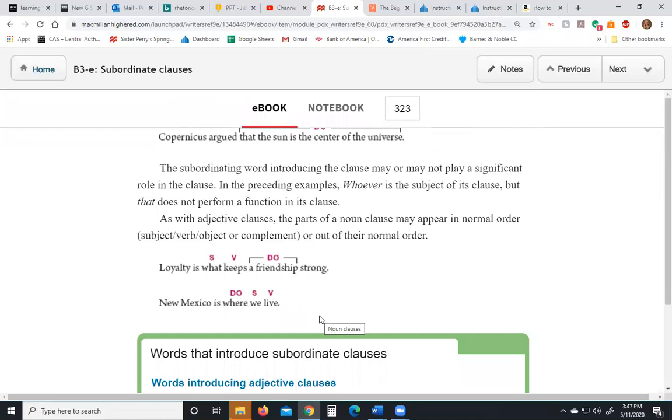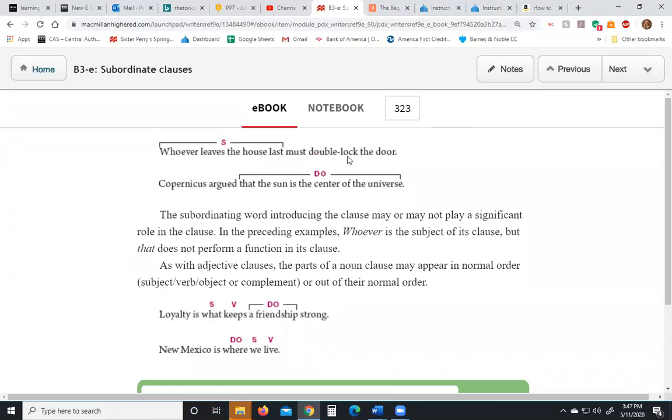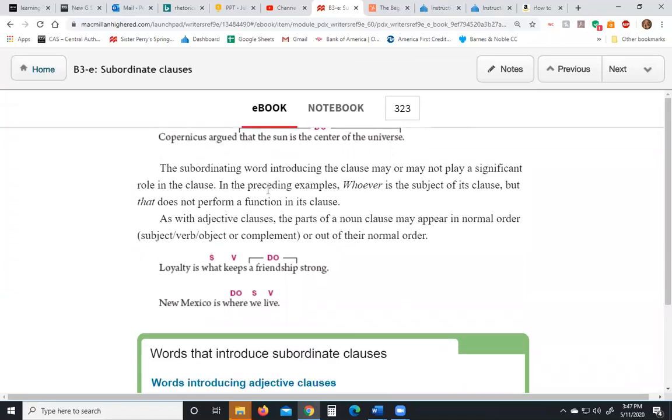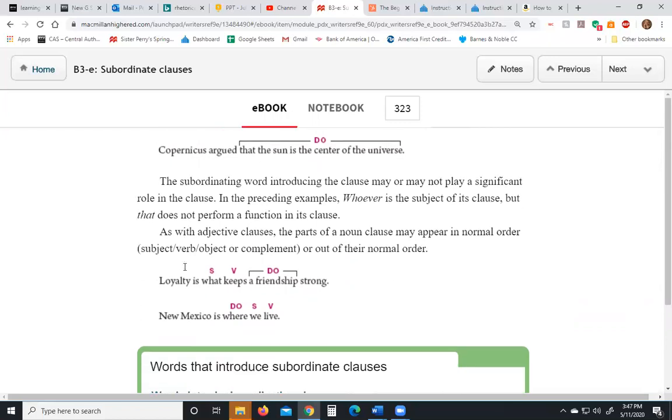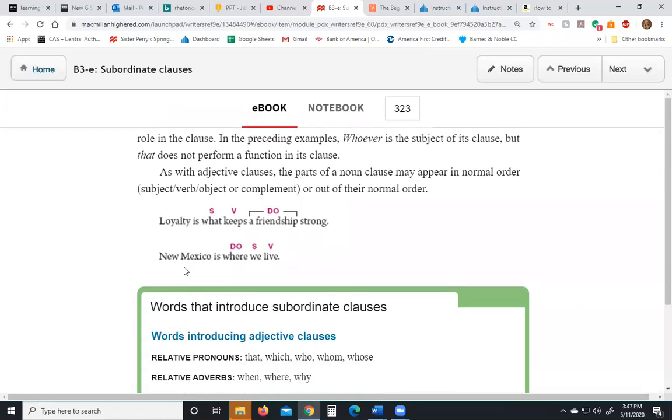A subordinating word introducing a clause may or may not play a significant role in the clause. It does in this sentence and this one, but they're going to show you some other ones. They said whoever's the subject of this clause, but that does not perform a function in its clause. So with a noun clause, the parts may appear in normal order, subject, verb, and then the object or the complement, or out of their normal order. Loyalty is what keeps a friendship strong. So what keeps friendship? New Mexico is where we live. So they're out of order there.